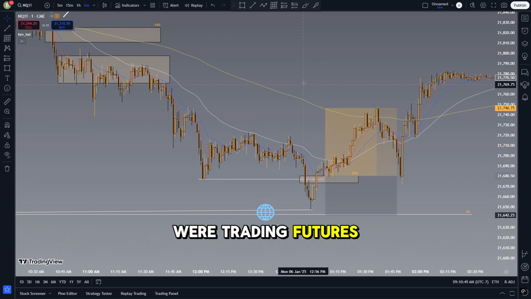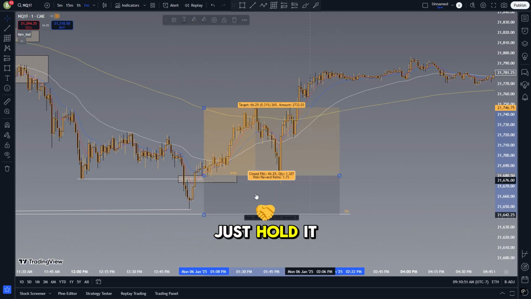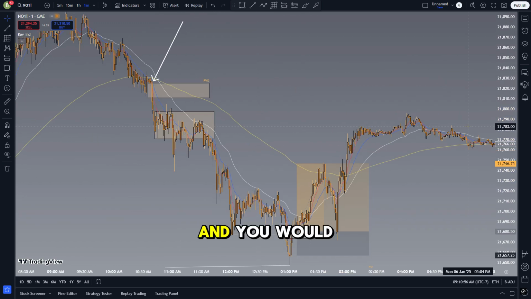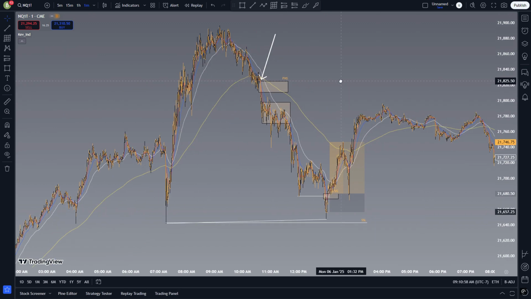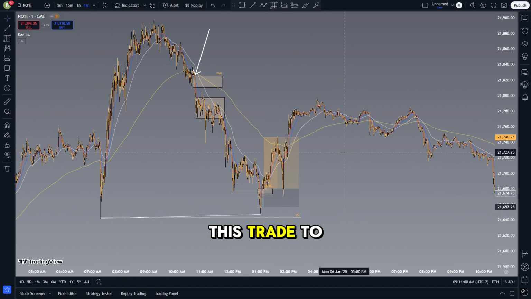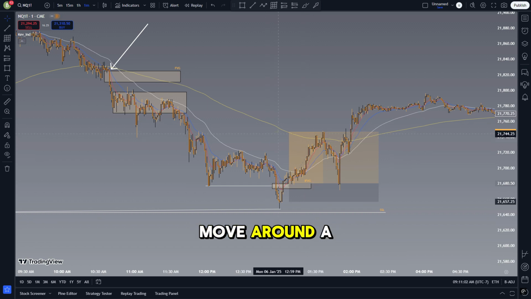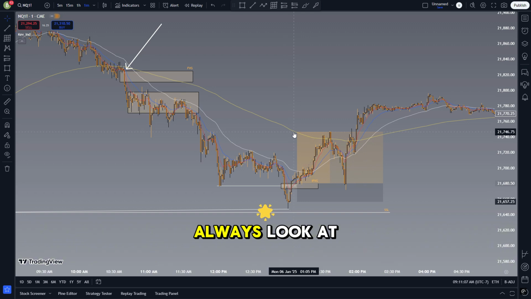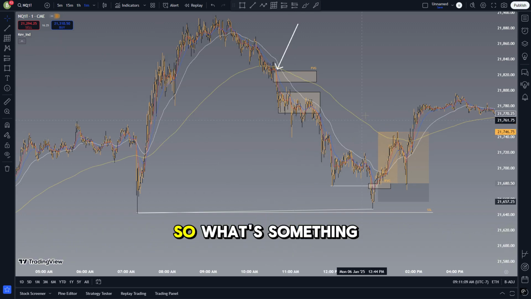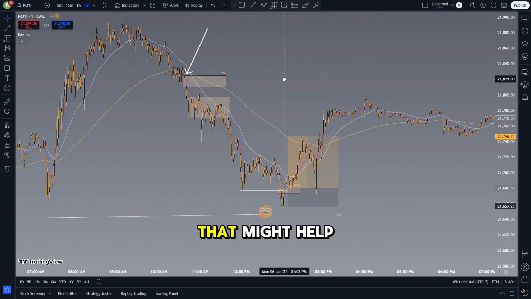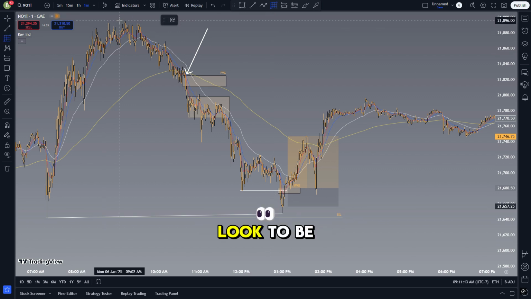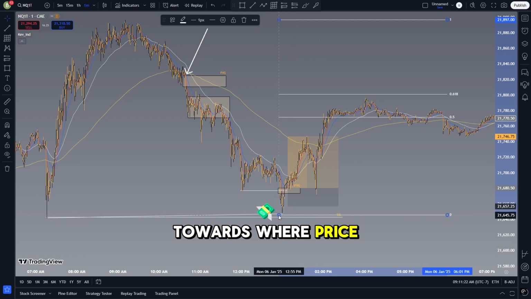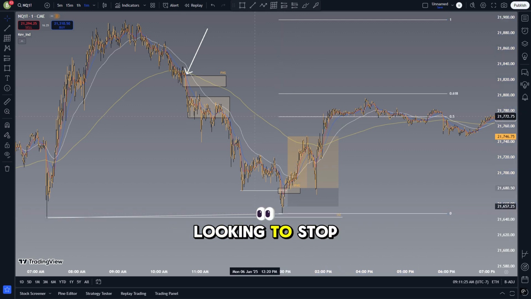Now, if you were trading futures, you would simply just hold it. You would respect your stop loss, you would respect where you have it at, and you would simply just hold the trade. Now, where would you chase this trade to? This trade could move around a lot. We can already see it's really rejecting. That's why I always look at this 200-day EMA. So what's something that we can pull out that might help us find out where we can look to be? We bring in our equilibrium and we look towards where price could eventually be looking to stop us out.